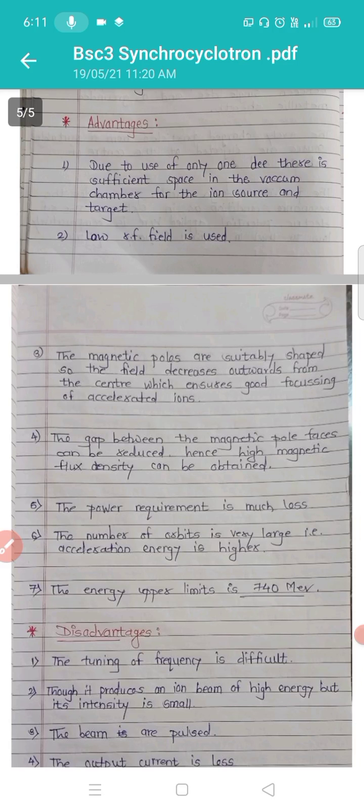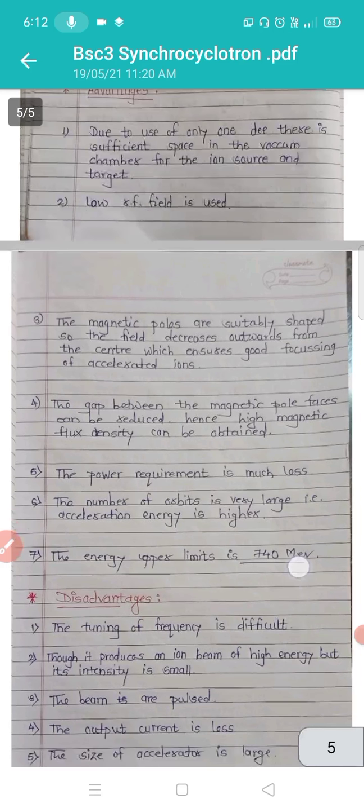The power requirement is much less. The number of orbits is very large, that is, the acceleration energy is high, and the upper energy limit is up to 740 mega electron volts. These are some advantages of the synchrocyclotron.